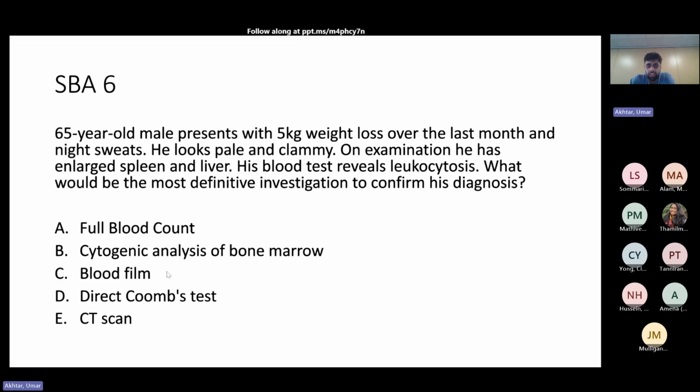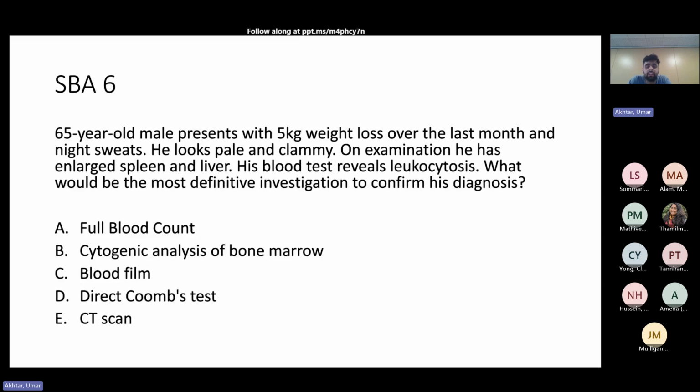And then we'll move on to cytogenetic analysis of bone marrow. So when we're looking at that, that does seem like a definitive investigation because it's quite invasive and it could be an answer. So that's in our mind. And then we look at blood film. Again, is blood film going to be definitive? It's unlikely to be absolutely definitive because it can be quite similar in a few different conditions. Direct Coombs test, I mean, that's more for the hemolytic anemias. We're not really thinking hemolytic anemia in this particular scenario.